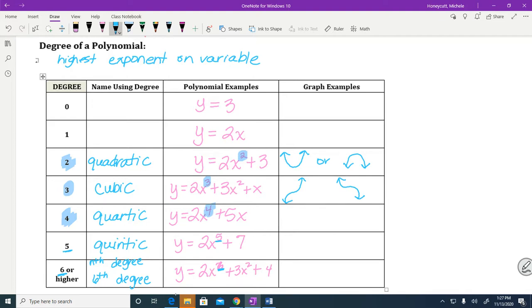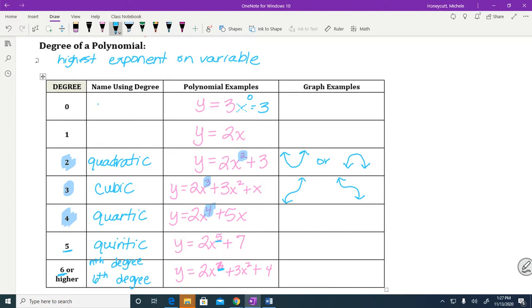And we'll come back and talk about the graphs in just a little bit. If the degree is 0, that means that there is no x, or if there were an x, let me draw an invisible x here. The degree on the x would be 0, and anything to the 0 power is 1. So 3 times 1 is still 3. So that's why we call it the degree is 0.